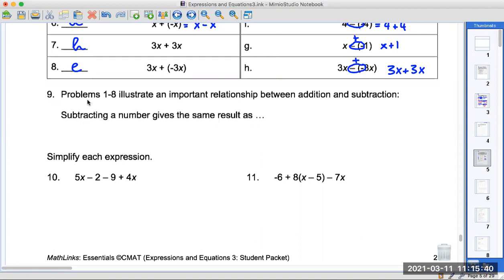First of all, let's look at this question 9 before we start that. Illustrate an important relationship between addition and subtraction. Subtracting a number gives the same result as adding the opposite. So subtracting and adding are so related. So everything can be put back to adding the opposite sign. And when we say opposite, we mean opposite sign.